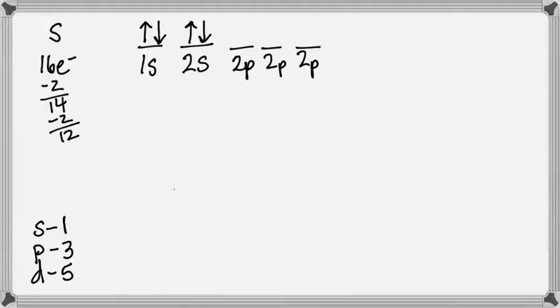Please make sure you know the order of filling. So we're spreading them out first, then we're going back to double them up. There went 6 more electrons. Still got to find a home for 6 more. After 2p, what fills up?